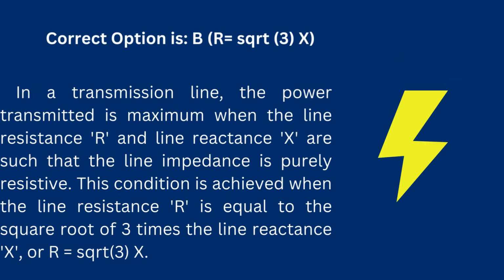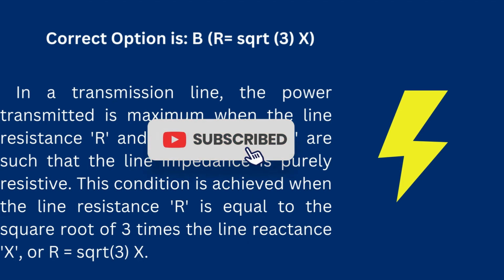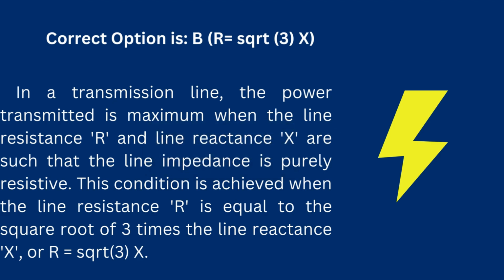So our correct option is R is equal to the cube root of X, because in a transmission line, the power transmitted is maximum when the line resistance R and the line reactance X are such that the line impedance is purely resistive. The condition is achieved when the line resistance R is equal to the square root of 3 times the line reactance X.